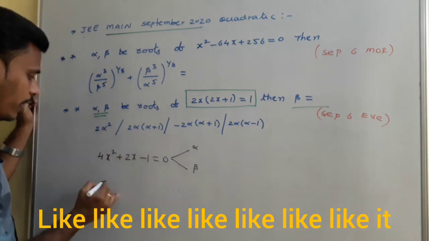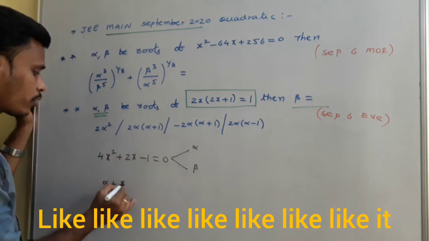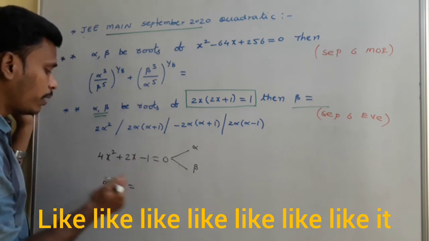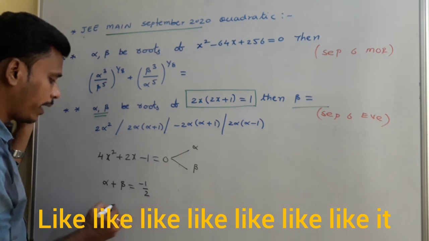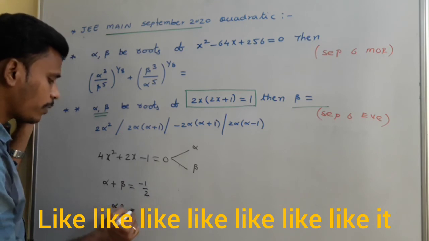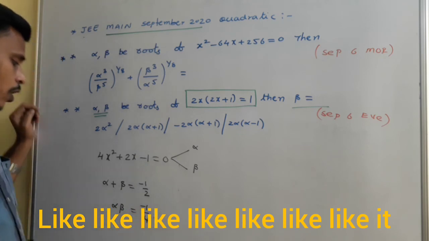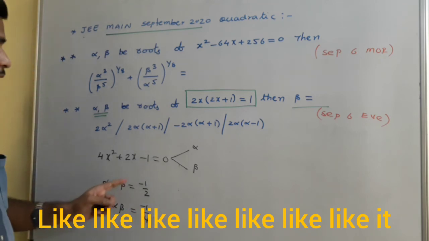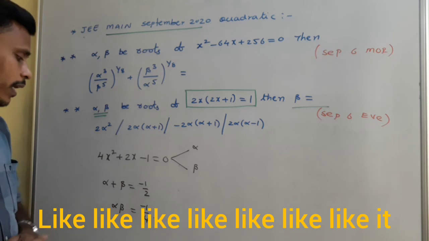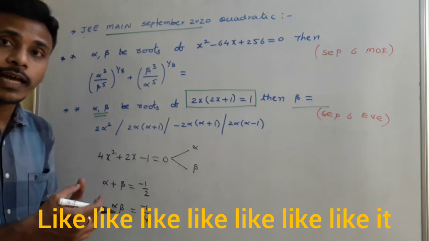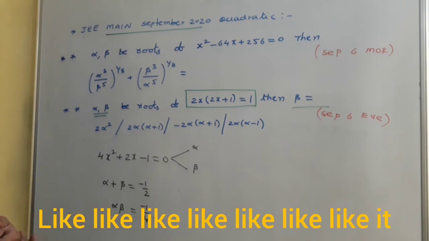Just have a look from there. What is the sum of the roots? Sum of the roots, as we discussed, is minus b by a, minus 2 by 4, which is minus 1 by 2. And the product of the roots is c by a, which is minus 1 by 4. Alpha plus beta is minus 1 by 2, alpha into beta is minus 1 by 4. I need to express beta in terms of alpha. So how can I express that? Just have a look, okay?